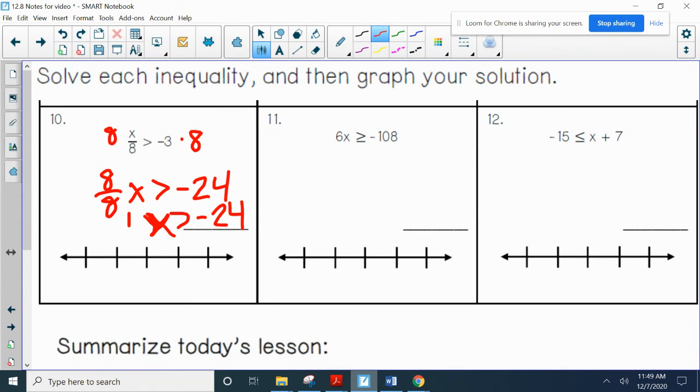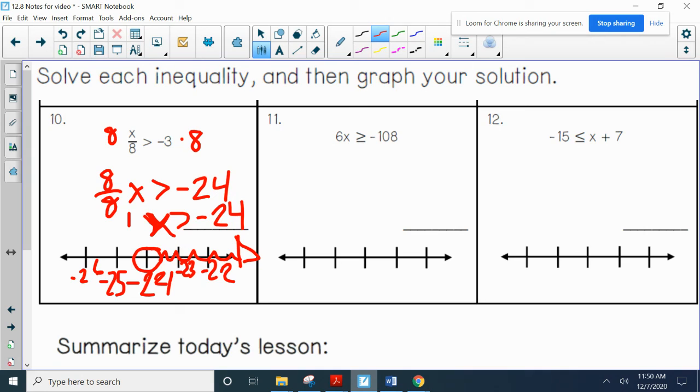All right, so it is not including negative 24, so we're going to do an open circle. Negative 24, negative 25, negative 26, negative 23, negative 22. And then we want all the numbers bigger than it. We know on a number line, as we go further right, it gets bigger. Our variable was first, and it points to the right. So we did it right.